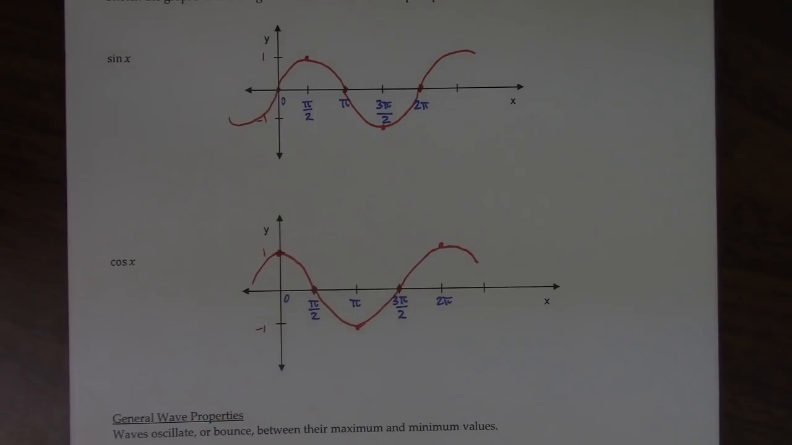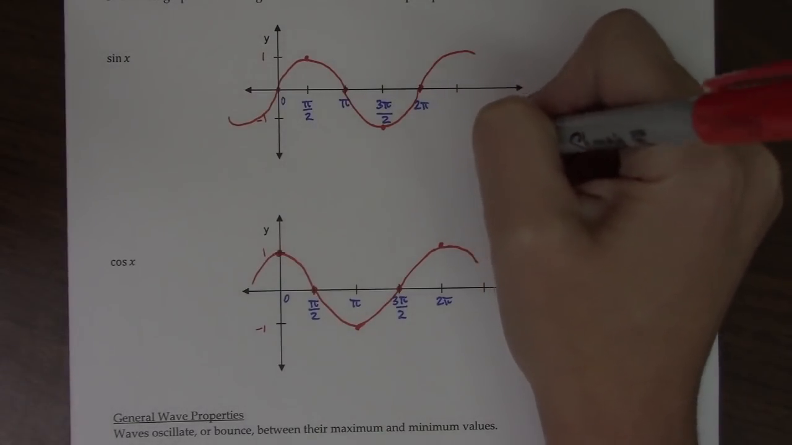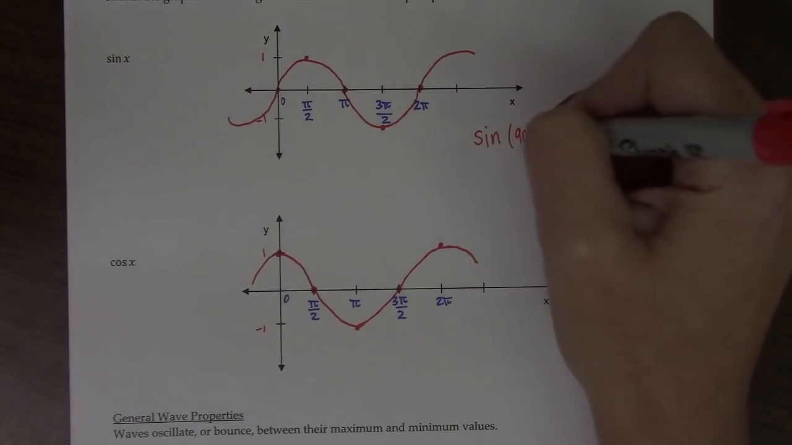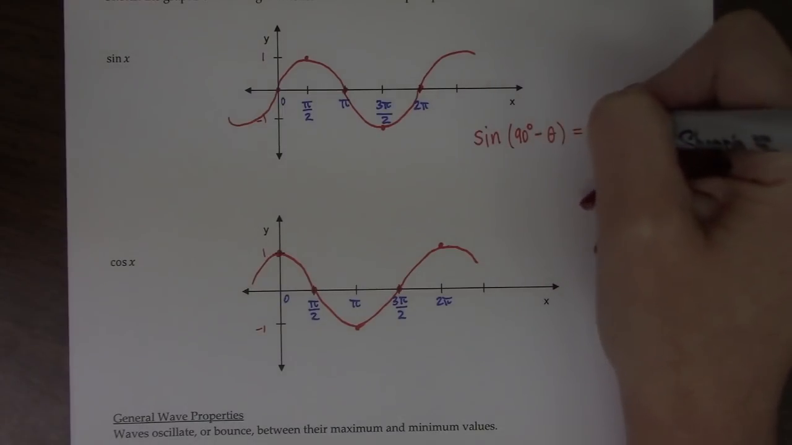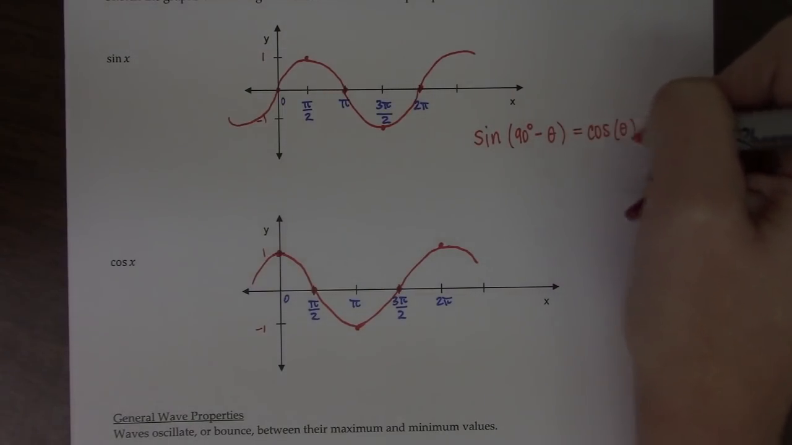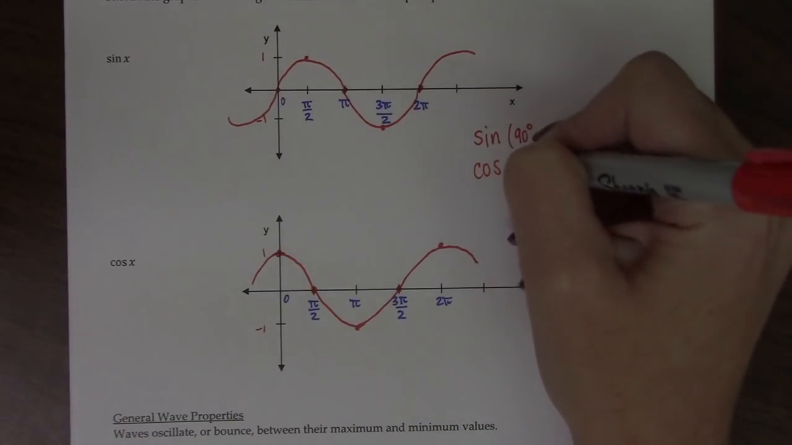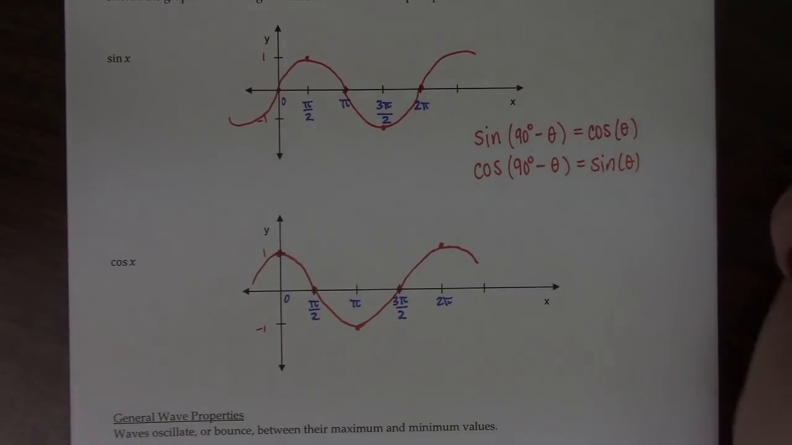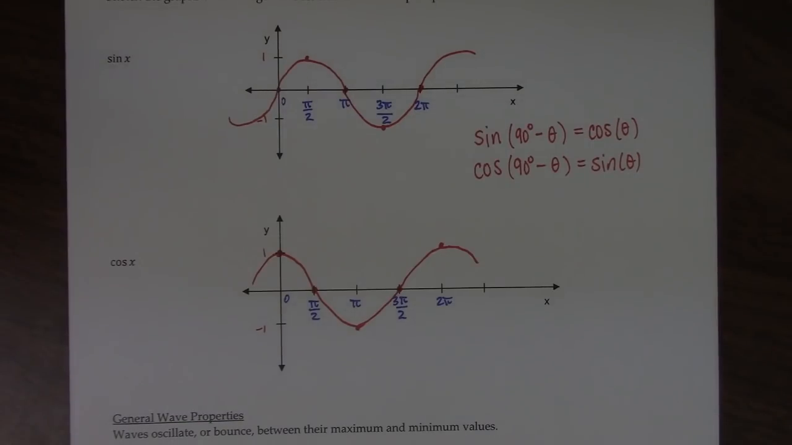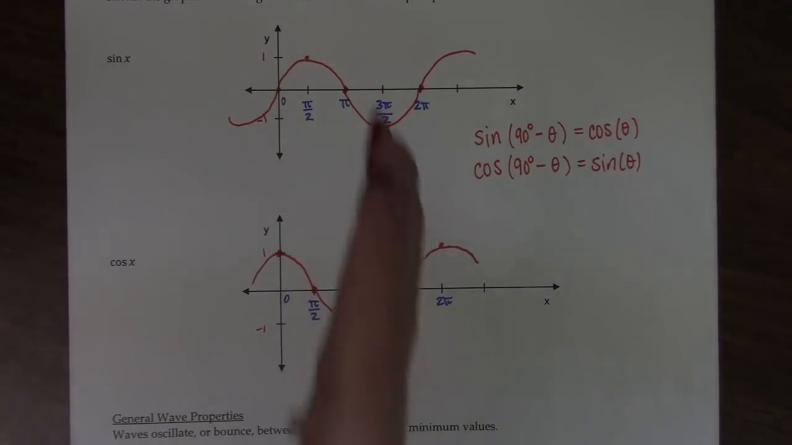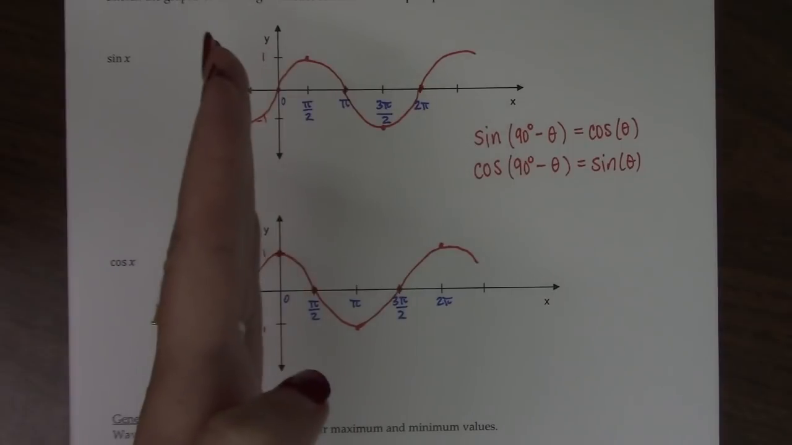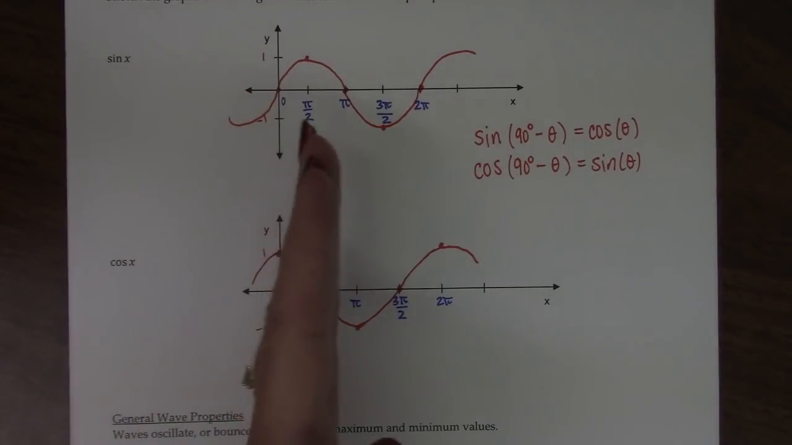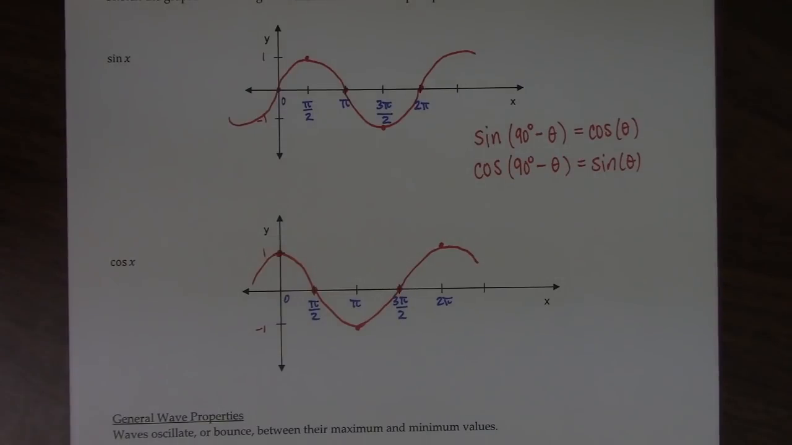A little bit later when we get into our identities, we'll see that one of the identities is the following: sine of (90 degrees minus theta) is cosine theta. And similarly, cosine of (90 minus theta) is sine theta. Obviously, I could replace 90 degrees with pi over 2 and the same identity would hold. You can visually see why this identity holds because of the graph. If we shift sine back pi over 2, it lines up with cosine. These waves are just offset by pi over 2.